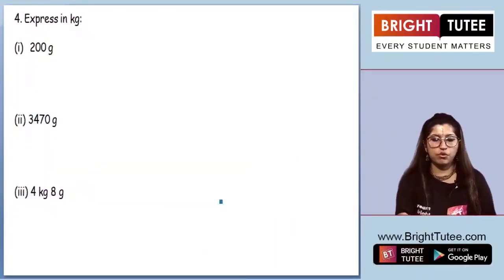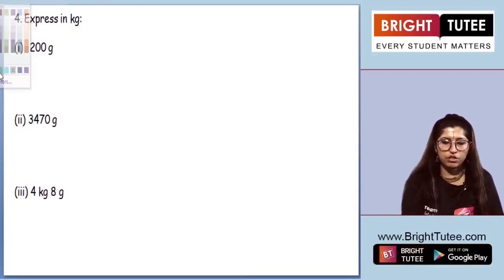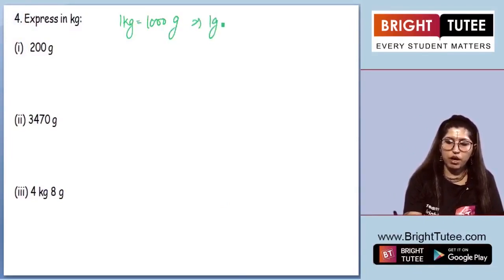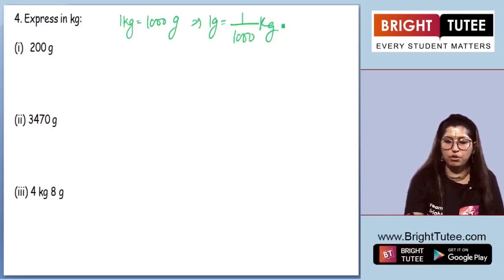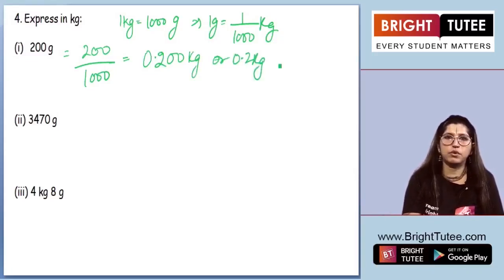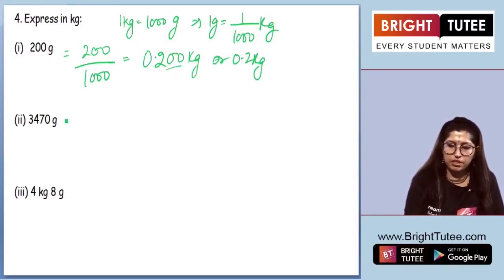Moving on to question 4, it says that we need to convert it into kg, and we know that 1 kg equals 1000 gram. We can say 1 gram equals 1 upon 1000 kilogram. So how about 200 gram? That will be 200 upon 1000. Doing the same thing, we'll be getting 0.200 kg, or maybe you can write 0.2 kg. It's one and the same thing, because after the decimal these trailing zeros do not matter.